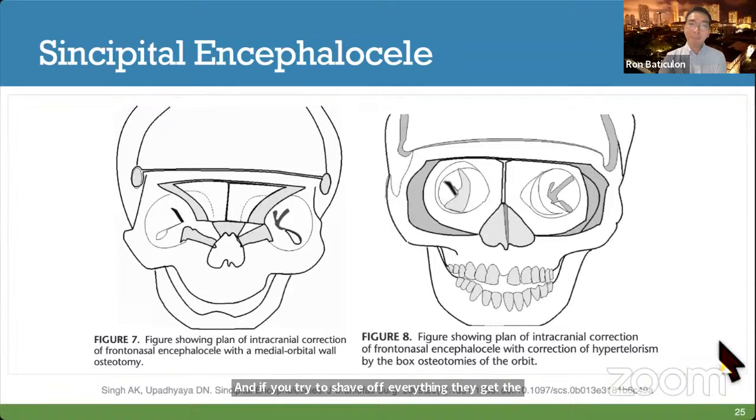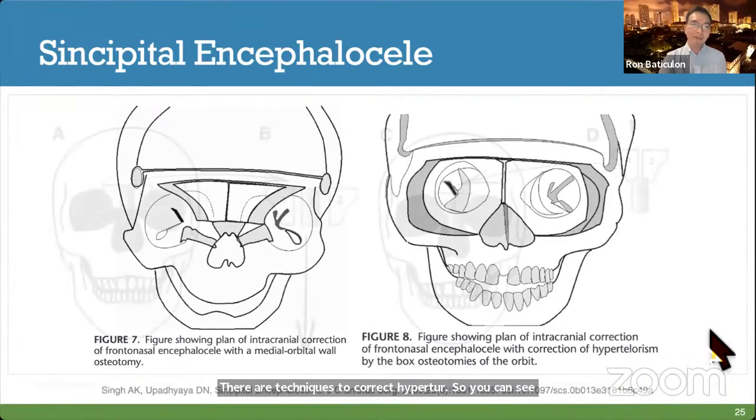There are techniques to correct hypertelorism. You can see here the box osteotomies, and you can read up on this.